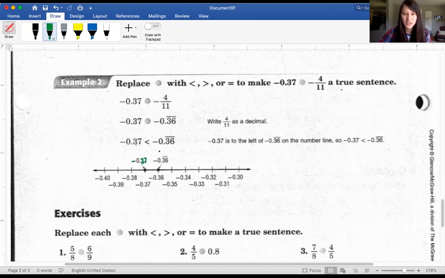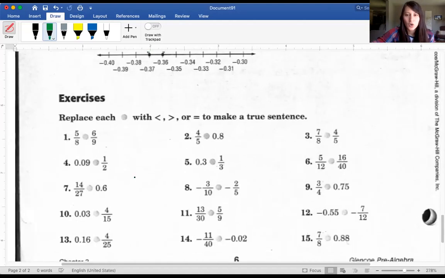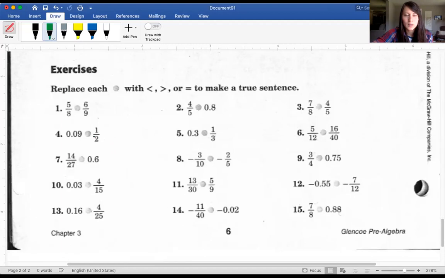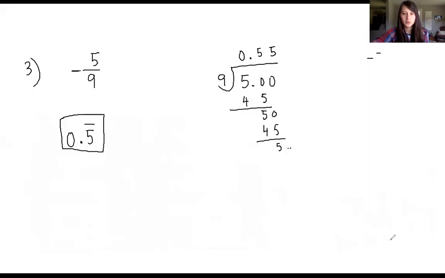And so even just looking at this, if you look at the tenths place, they're both 3, so then you have to look at the hundredths place and compare them now, 7 and 6. 7 is greater, but because it's a negative, we've got this as a lesser value. All right, so looks like we need to turn these into decimals to be able to compare them. So I'm going to switch over to a different screen here and take a look at 1, 2, and 3 with you, okay?